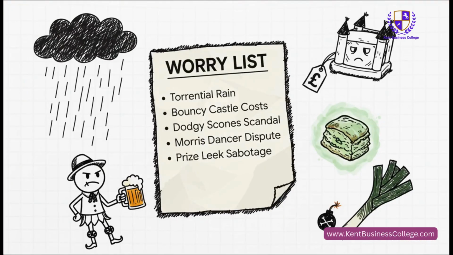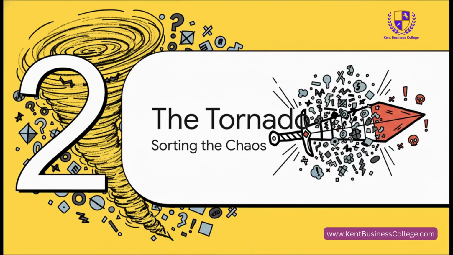What if it absolutely tips it down with rain? What if the bouncy castle hire is way more than you budgeted for? What if Aunt Mildred's scones cause a village-wide scandal? And oh, don't even get me started on the Morris dancers demanding more beer money. This beautiful, chaotic list is your project's risk register. So how on earth do you sort through this mess?